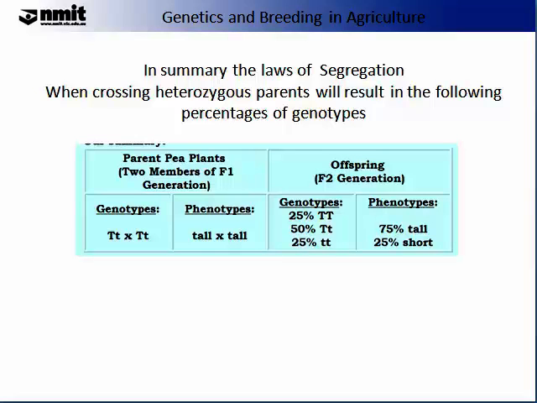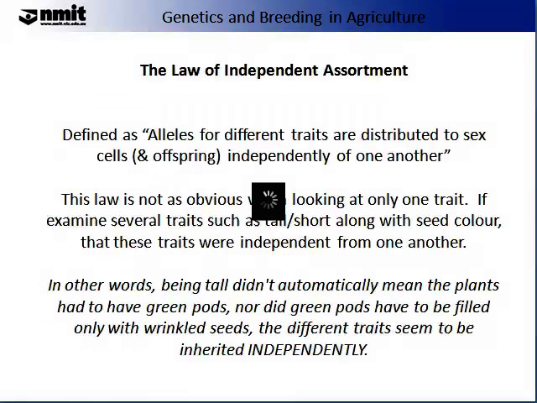In summary, the law of segregation states that when crossing heterozygous parents, this will always result in the following percentages of the genotype. 25% will be dominant homozygous, 50% will be dominant heterozygous, and 25% will be recessive. In our example of tall and short pea plants, this will result in phenotypes of 75% tall and 25% short.